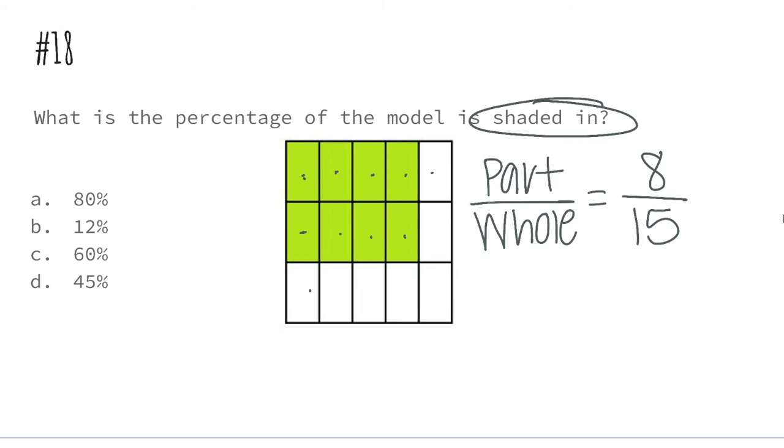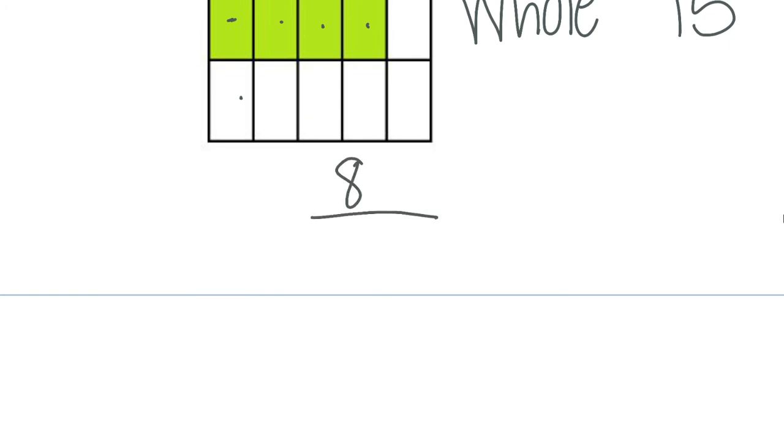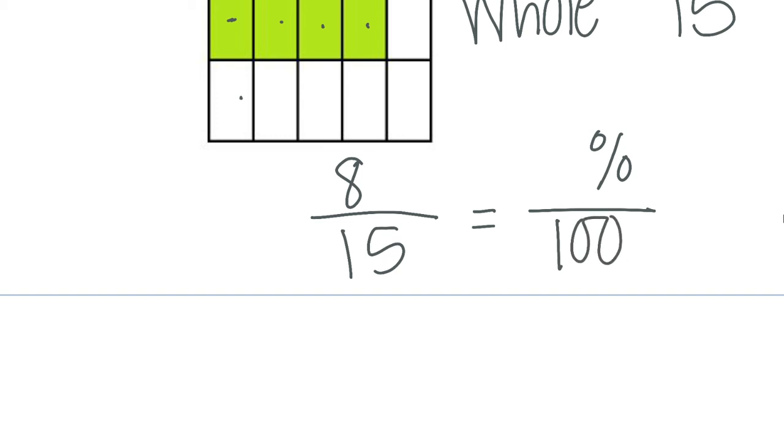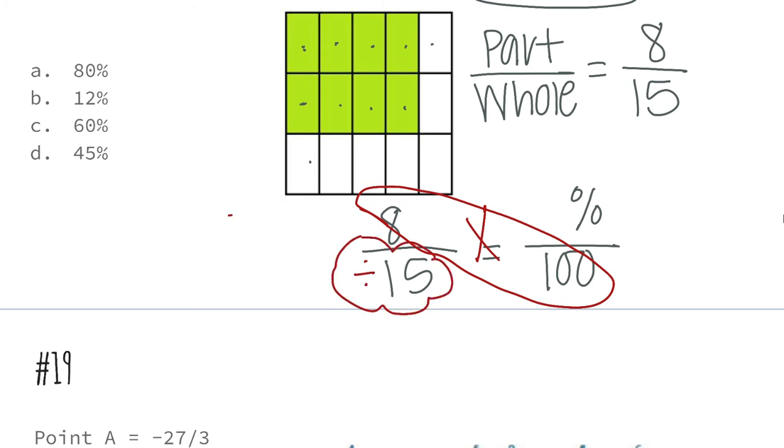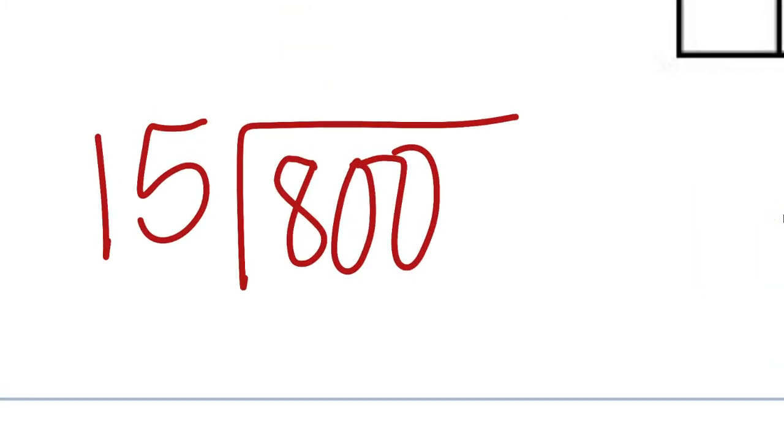So if I'm doing percent, I've got 8 over 15 equals percent over 100. Well, there's no whole number I can multiply 15 by to get to 100. So this is where you could do what we learned Monday and Tuesday in class, where you multiply these two numbers. So 8 times 100 is 800, and then you divide by this leftover guy. So 800 divided by 15.